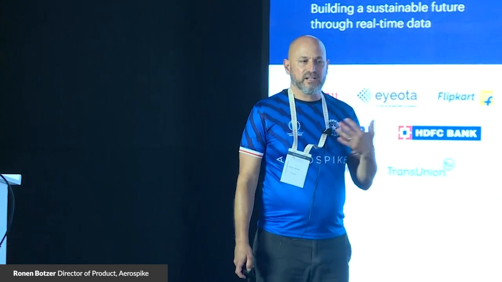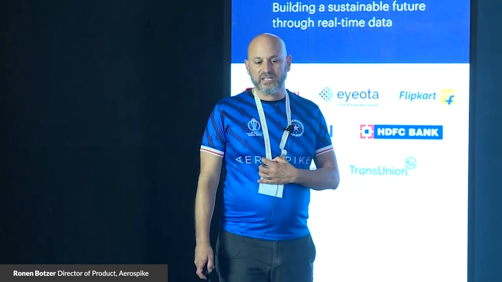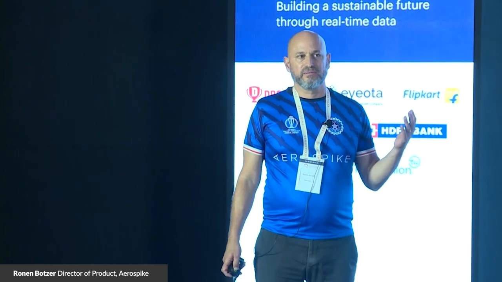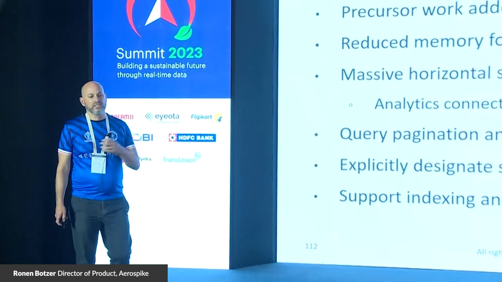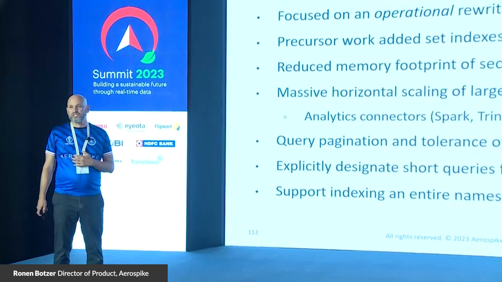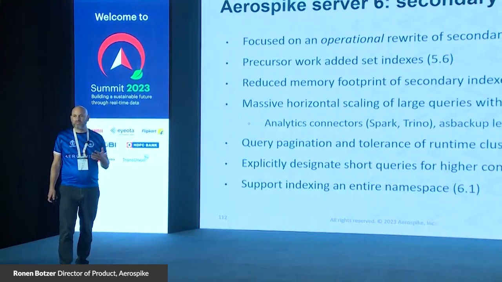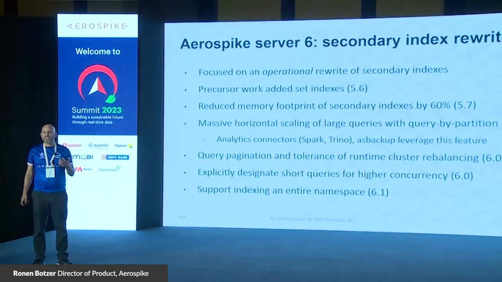It was all about an operational rewrite of secondary indexes, right? Not massive changes to the developer API, but more making it easier and more appealing for the operations team to run it. We started with some precursor work in Server 5.6. We had set indexes, the ability to identify the records in a really small set that's embedded in a giant namespace. We used that structure as part of the memory reduction that 5.7 provided, and we were able to cut down the memory cost of secondary index by 60%.